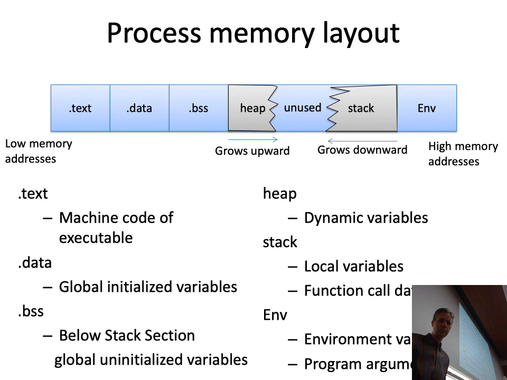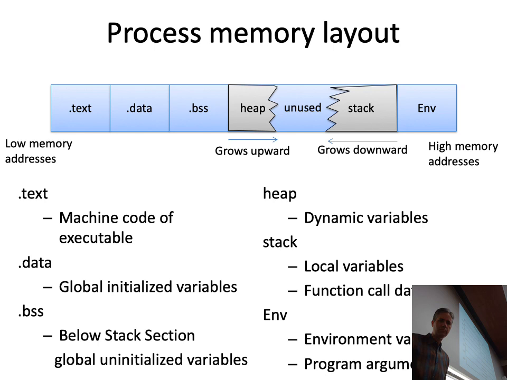The next piece is typically the heap. So this is when you call malloc or new and you get data back. This is for dynamically allocated and freed memory where you don't know how much you'll need. The thing to note is the data and the BSS and the text sections are all fixed size because you know when you load your program how big your code is, you know how big your data is, you know how many global variables you have.